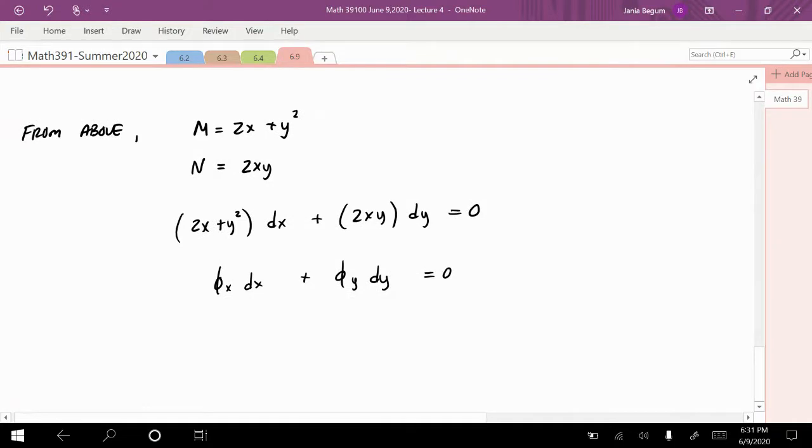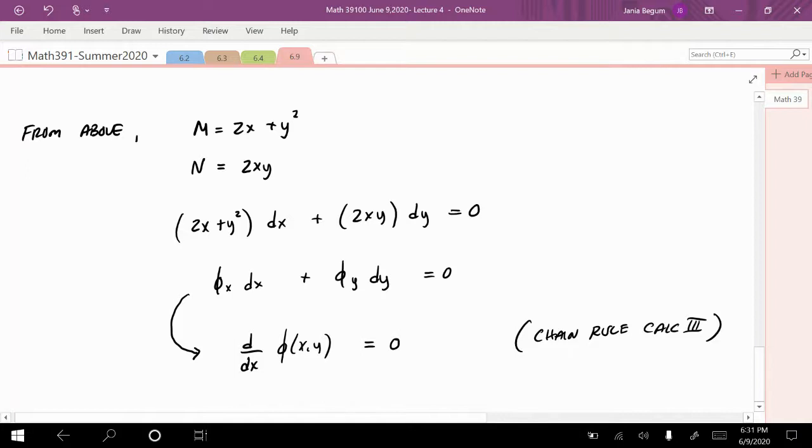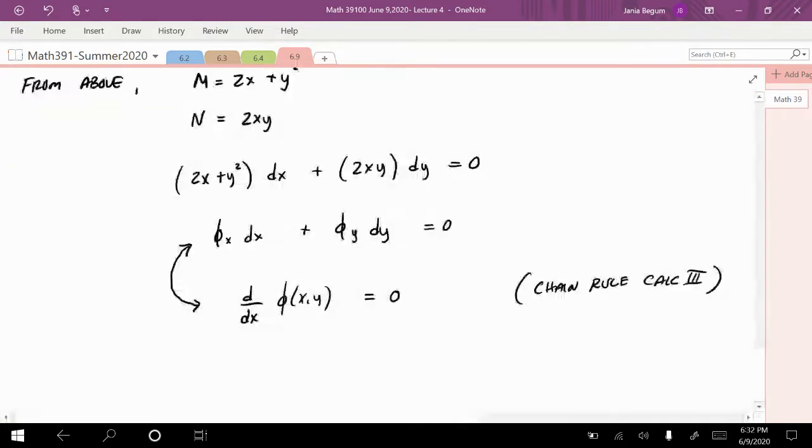But if you recall, what does that really represent? Well, that really is the derivative with respect to x of the function phi of xy equals 0, right? So this is sort of like the chain rule from Calc 3. So if you were to differentiate this function phi with respect to x, you have the step above. Now, if I want this function phi, well, I need to integrate both sides. So we're going to go ahead and integrate both sides.